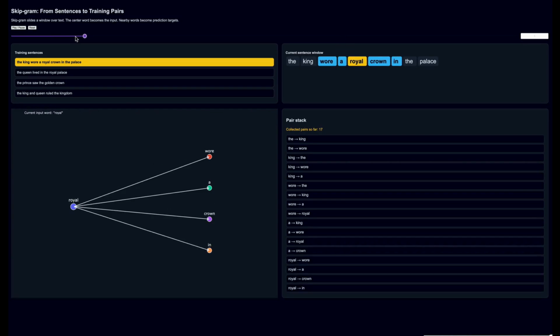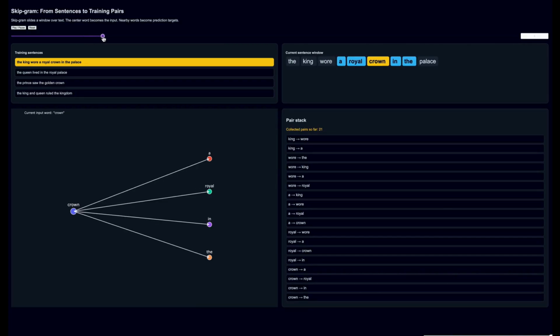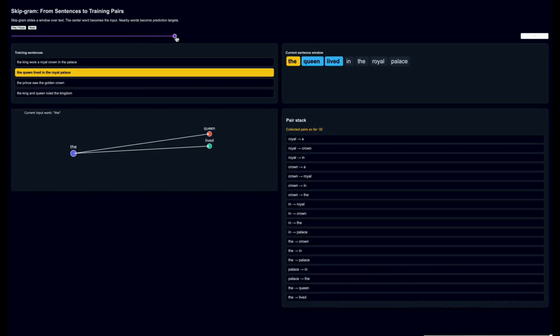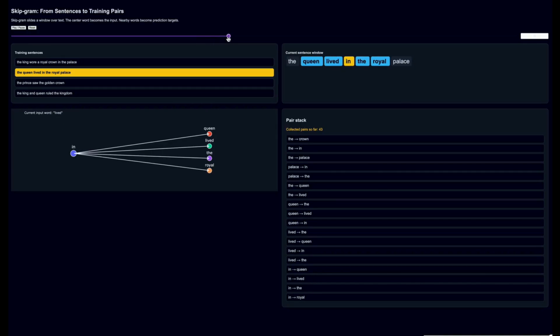Then the window moves. Now wore becomes the center word, and new pairs are generated. Then it moves again, and again, and again. Sentence after sentence, word after word, the model keeps generating training pairs. Notice something important. Nobody has told the model what a king is, or defined queen, or explained royalty. The model only sees patterns, just which words appear near other words. Eventually, millions or billions of training pairs are created.